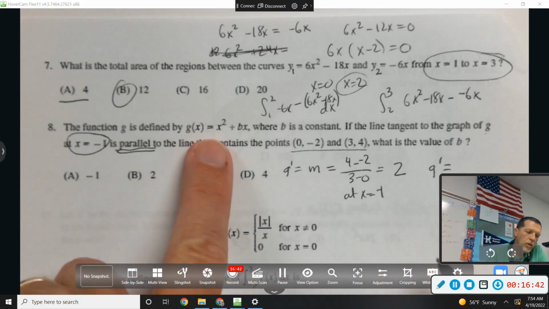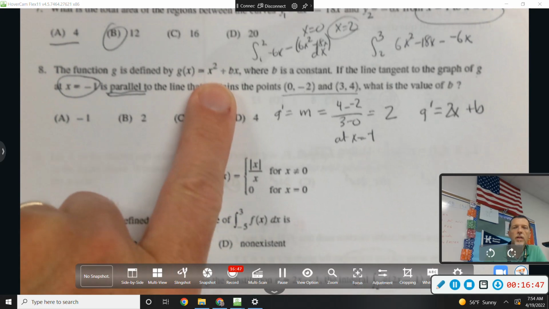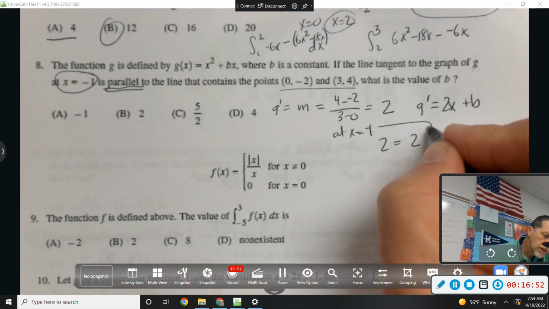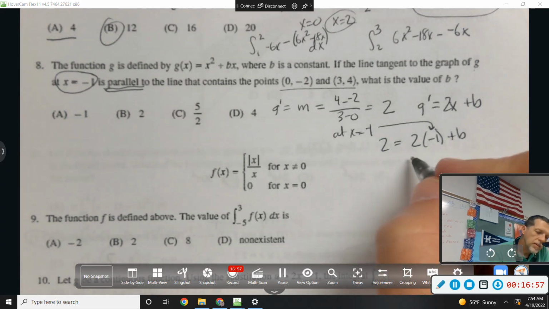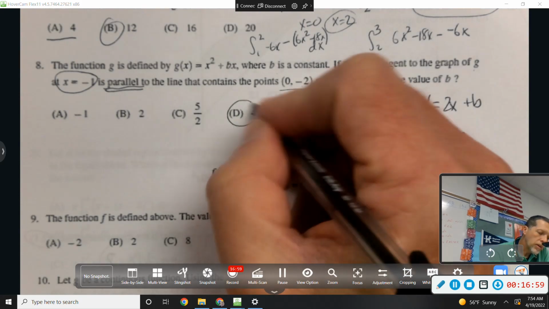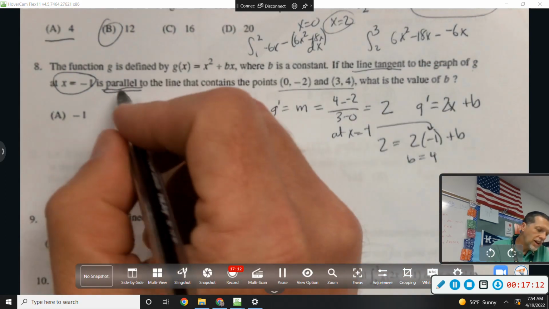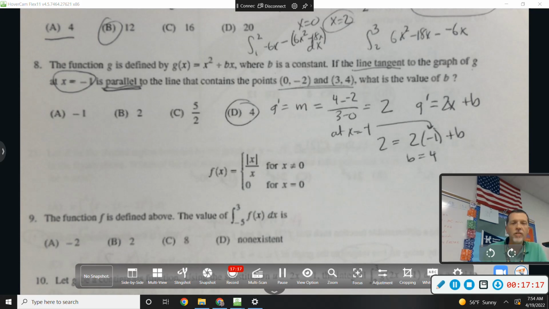g prime is 2x plus b. So that means 2 equals 2 times negative 1 plus b. So b equals 4. Again, the computations aren't hard, but there's a lot of words in there. Tangent line, parallel, points, find b, took a derivative, lots of stuff going on in that one.